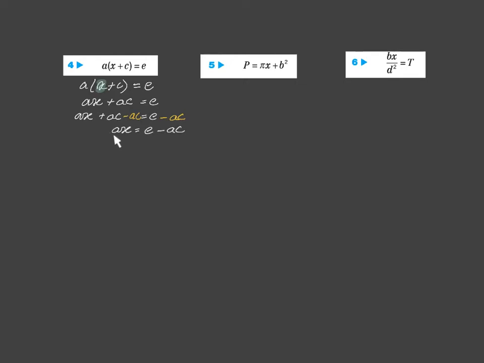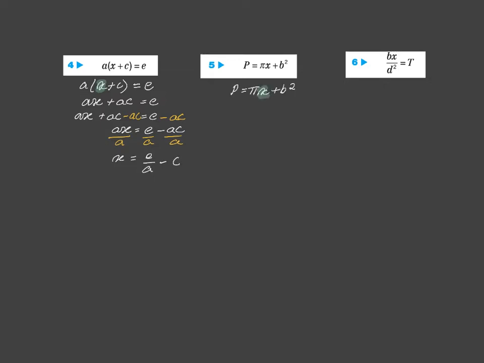On the left here, we have a times x. To isolate the x, we will divide by a. And then we have to divide both terms on the right-hand side by a. So on the left, we divide by a and both terms on the right-hand side. On the left, a divided by a is 1x. On the right, e divided by a is e over a, minus a divided by a is 1c.